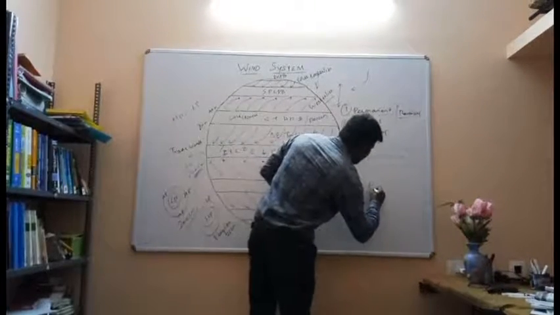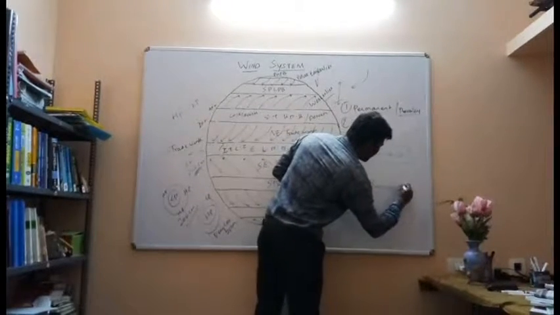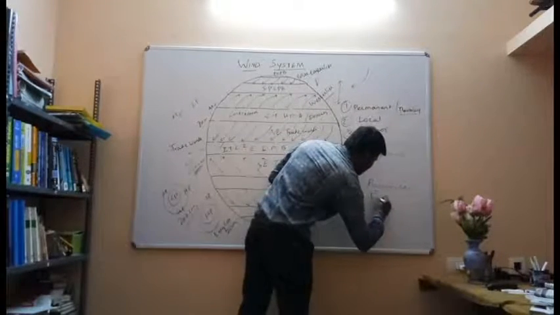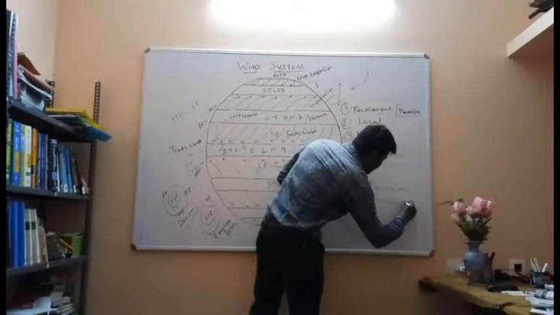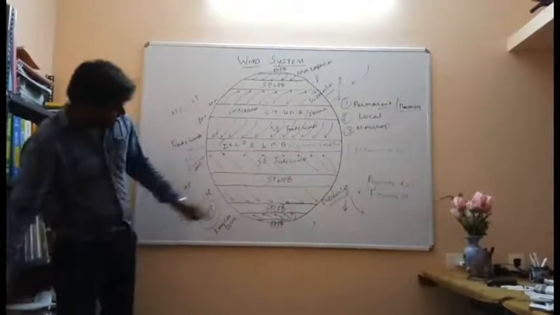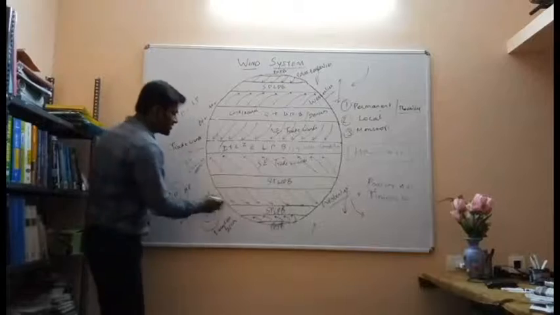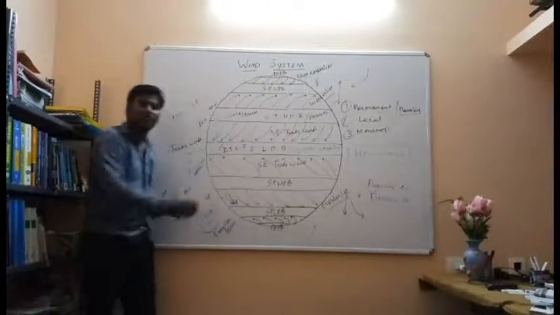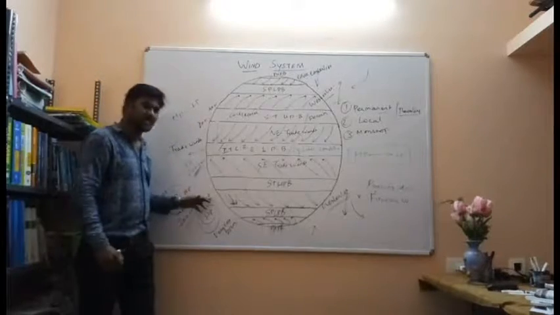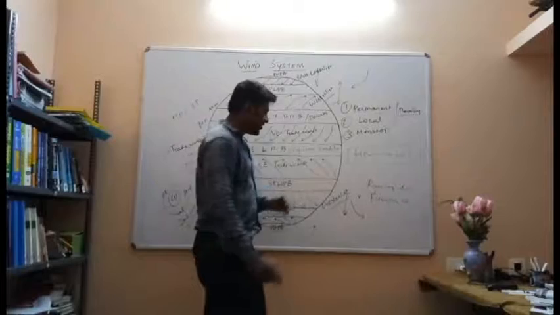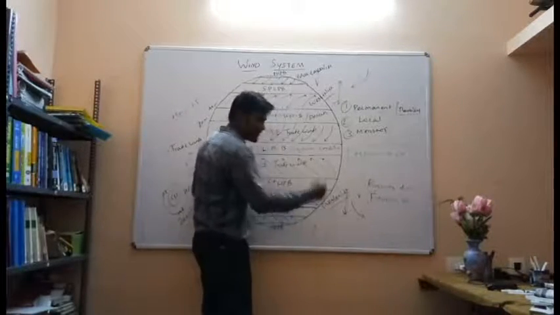the roaring 40s, or the furious 50s. It means how violent the westerlies wind systems are, because they are dominated by the oceans. This wind system carries a lot of moisture from the oceans and sheds it in the nearby areas. So that's why it is very violent in nature and is also known as the roaring 40s or furious 50s.